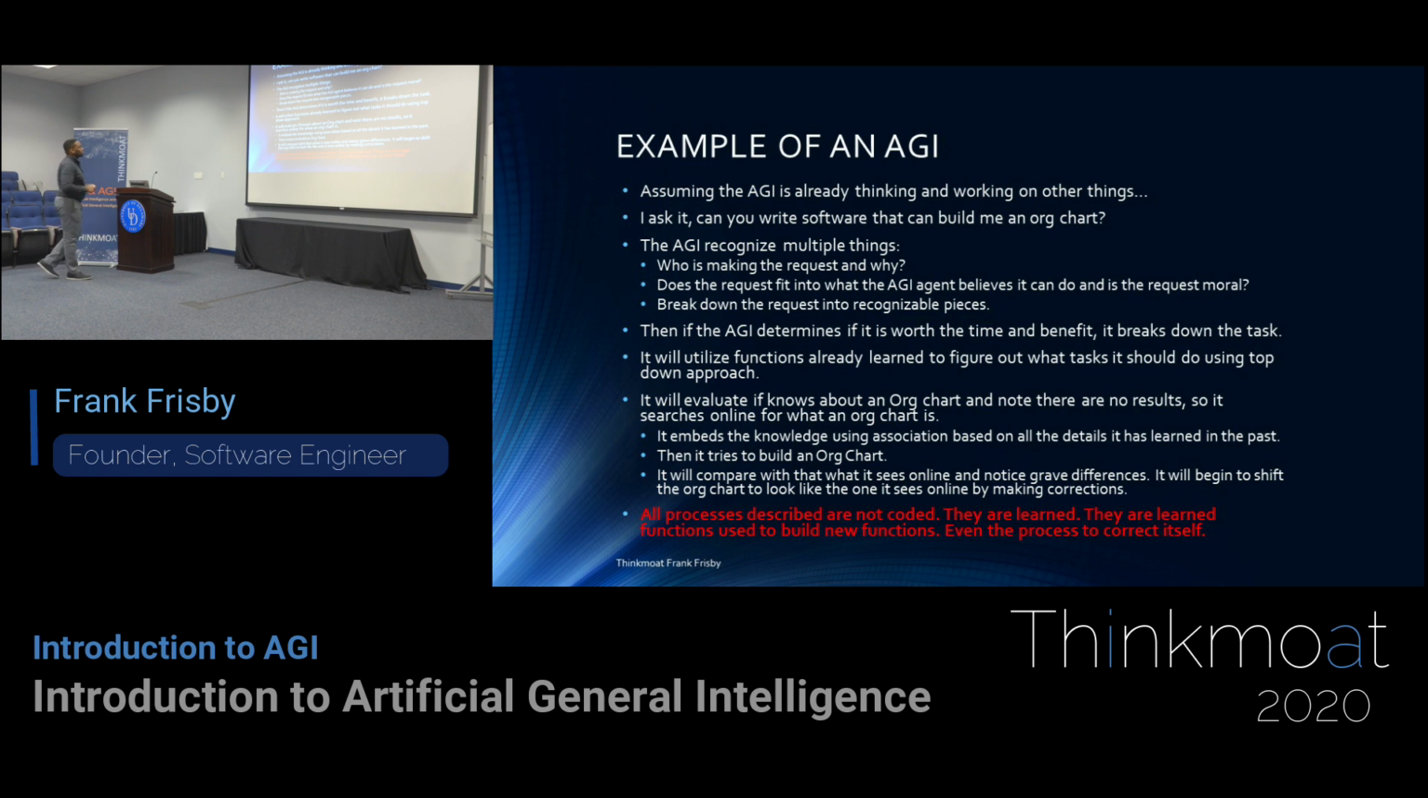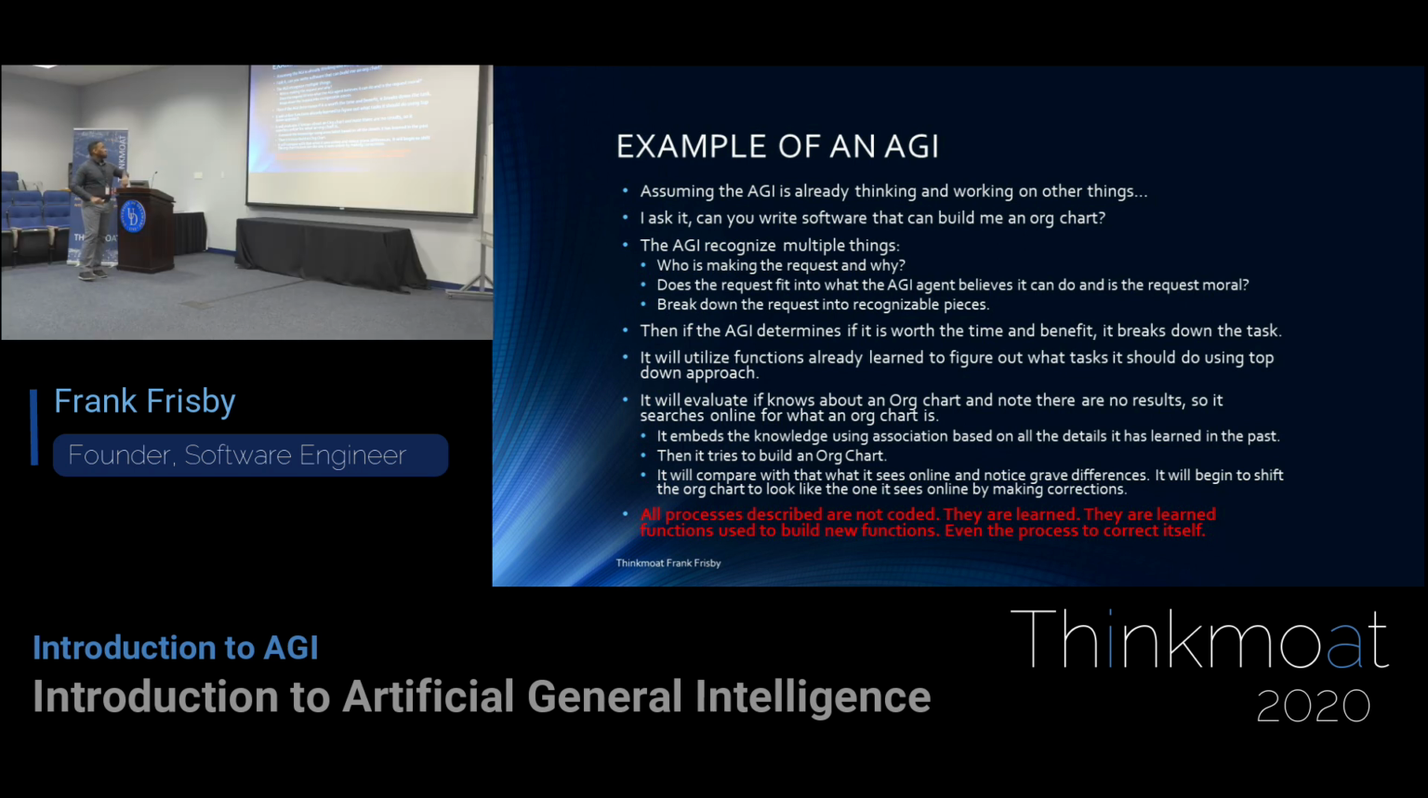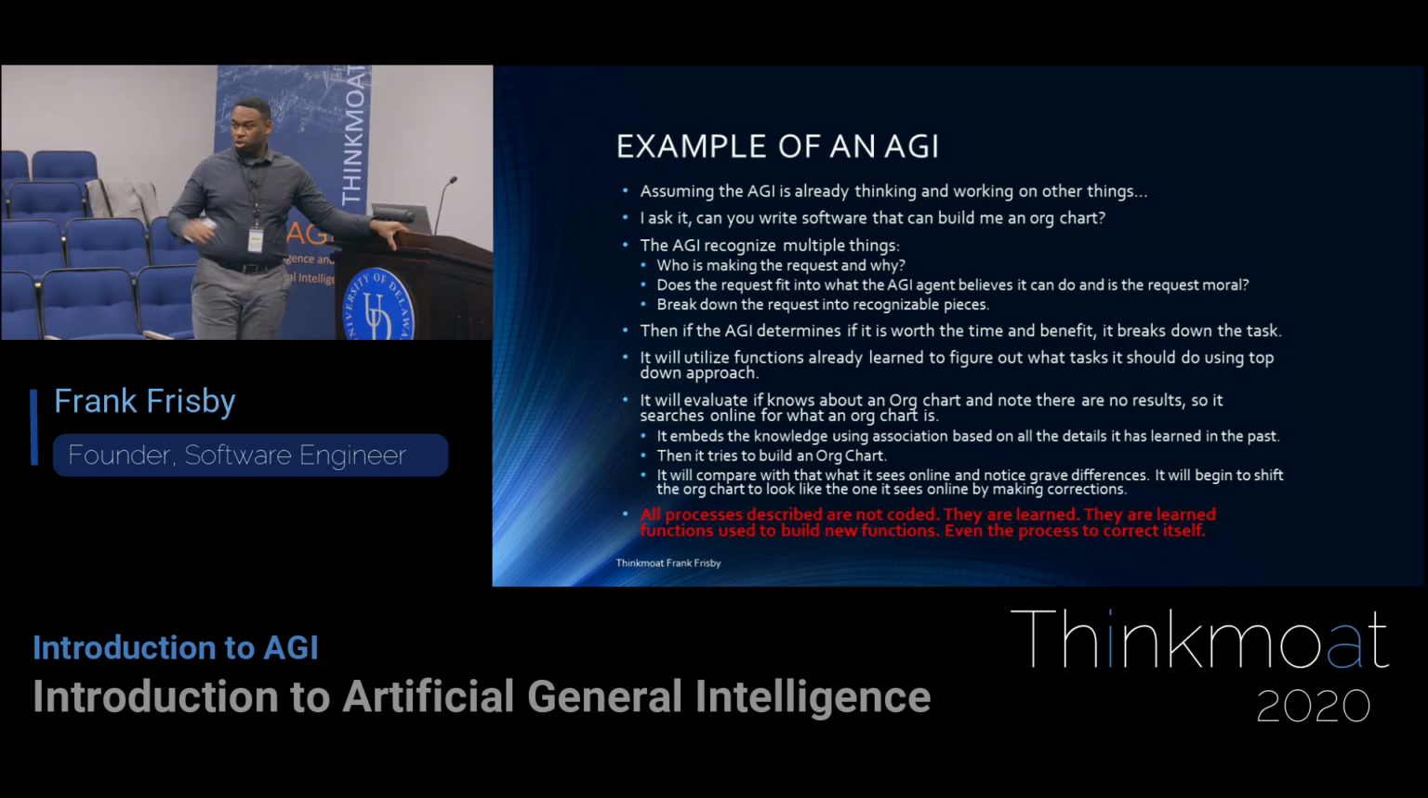All right, so an example of an AGI. Assuming that it's already a self-sustained system that can work on its own, I'm going to break down what it does. First, I ask it, can you write a software program to do an org chart for me? The AGI will recognize multiple things. Who's making the request? This is one of the things. And why? It would figure this out on its own because it's constantly thinking.